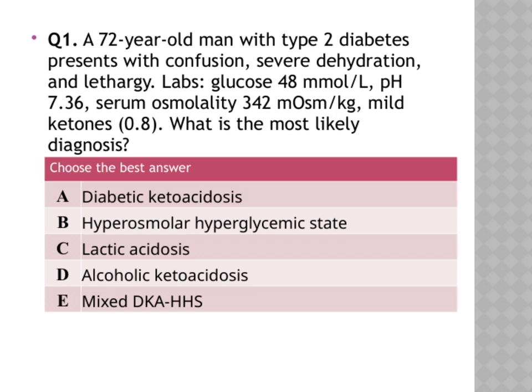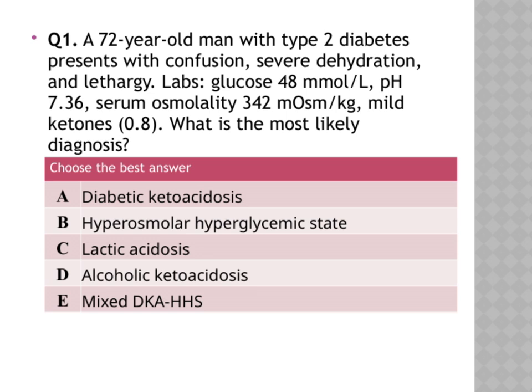The key features here are the extremely high glucose and serum osmolality, combined with relatively normal pH and mild ketosis. This pattern is characteristic of a hyperosmolar hyperglycemic state, or HHS. It's important to distinguish this from other diabetic emergencies like diabetic ketoacidosis, which typically involves a lower pH and more prominent ketosis. Understanding these lab values and clinical features helps us identify HHS as the most likely diagnosis in this scenario. Recognizing these patterns is crucial for timely and appropriate management, especially in older patients with type 2 diabetes.